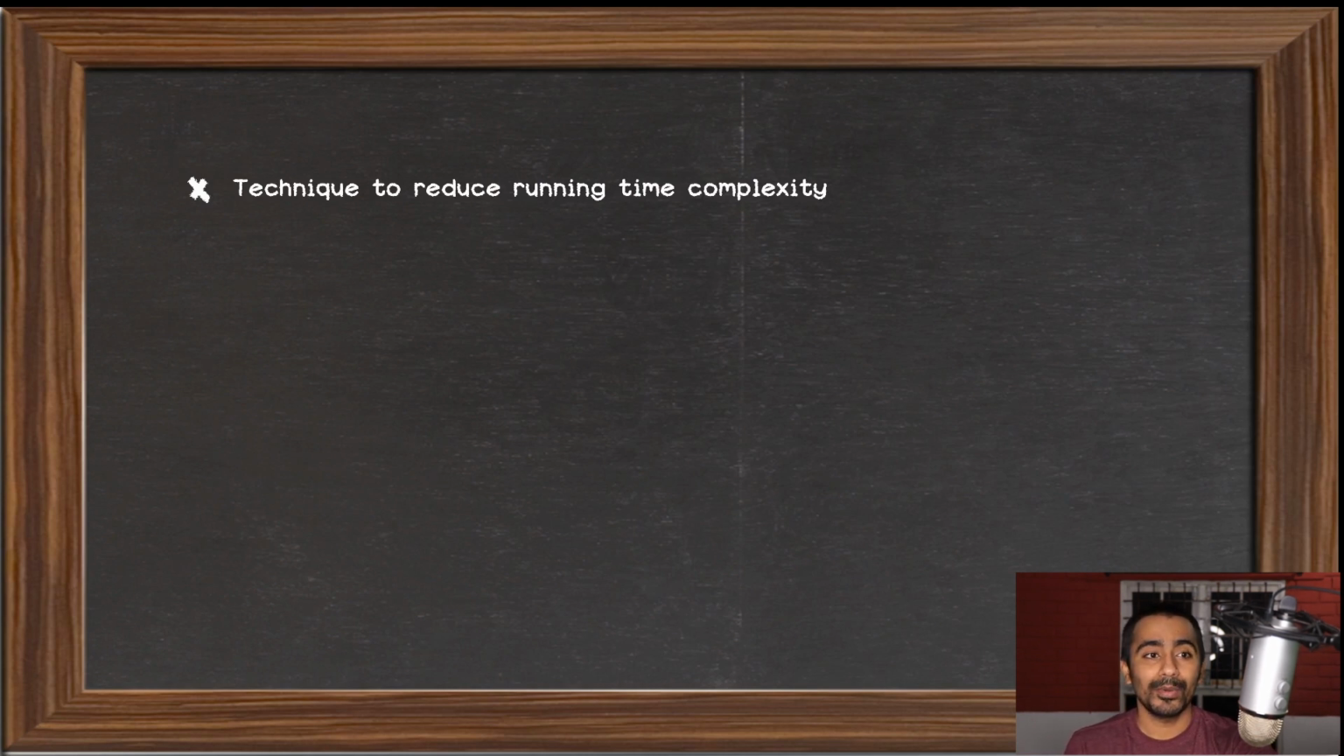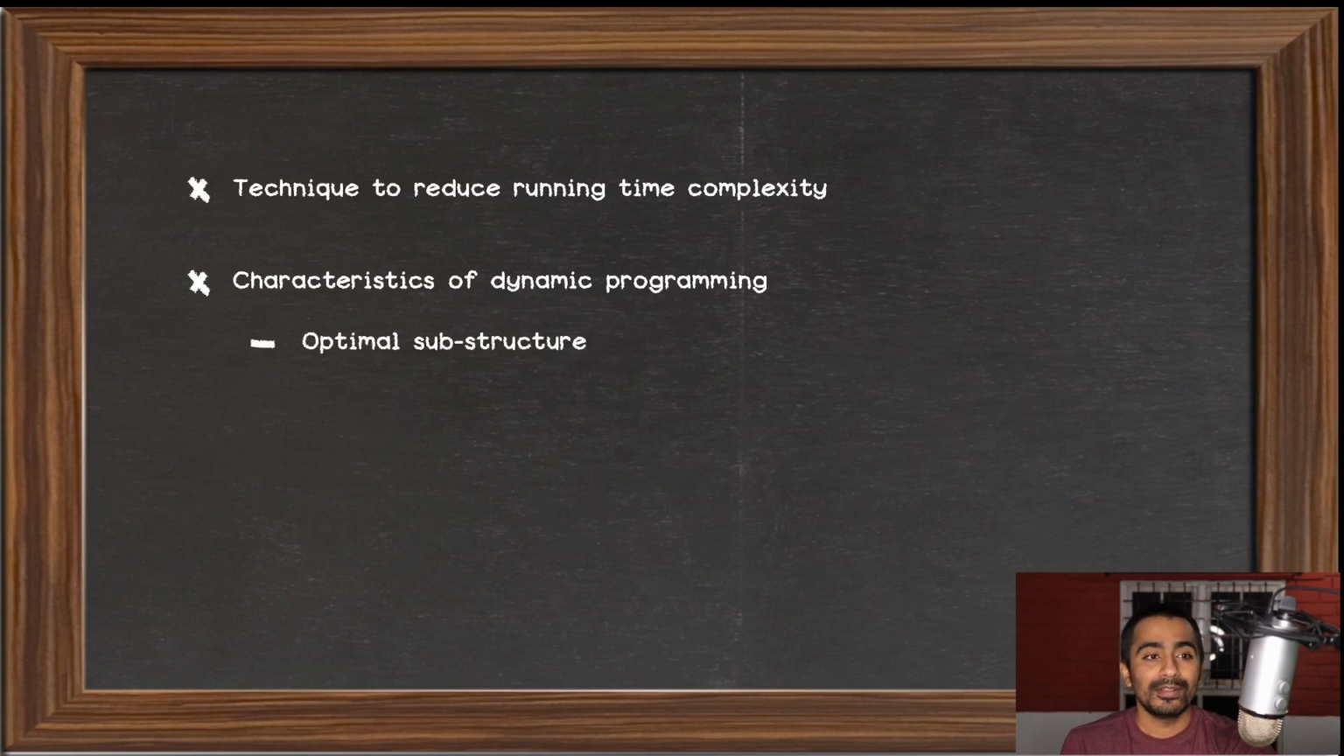Now, coming back to dynamic programming, before we see what it is, let's first understand when to apply dynamic programming. So there are mainly two characteristics which if a given problem exhibits, then there is a very good chance that we could use dynamic programming to optimize it. And they are optimal substructure and overlapping subproblems. We will see what each of these means with the example of Fibonacci number.